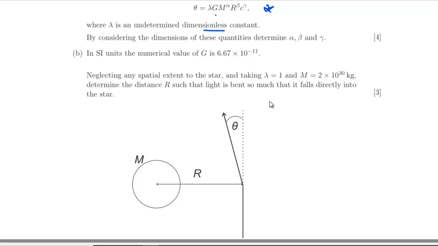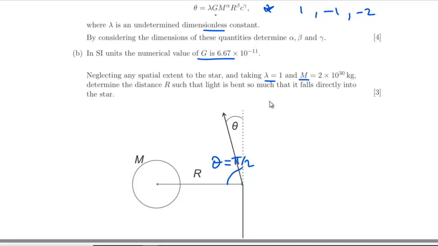So let's write that down here just so I can see what's going on. Then we've got in SI units, that's G. Okay, neglecting any spatial extent of the star, taking lambda as 1 and that being the mass, determine R such that light is bent so much it falls directly into the star. So if it's falling directly into the star, then theta is pi by 2.